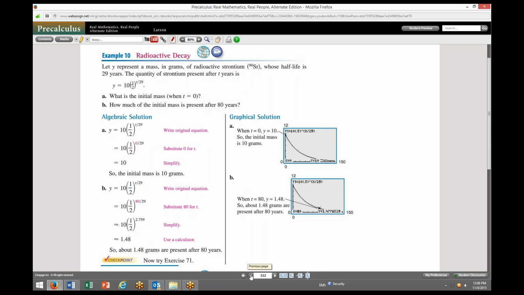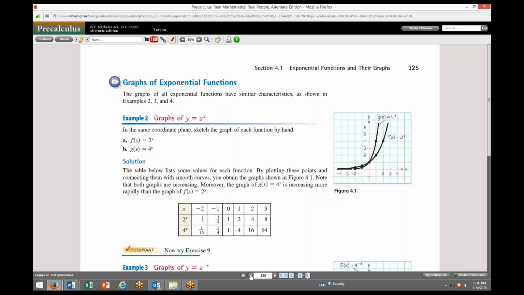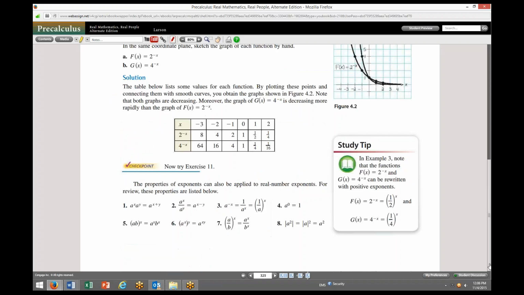I do want to point out one more useful thing in this section here. It is actually at the, I think it's this page. Yeah, down at the bottom of page 325 in section 4.1, it's a nice little summary review of the rules of exponents. I wanted to point this out to you before we bring this lesson to an end.